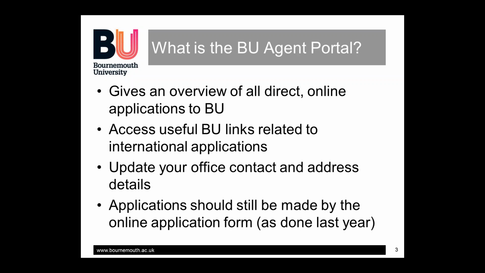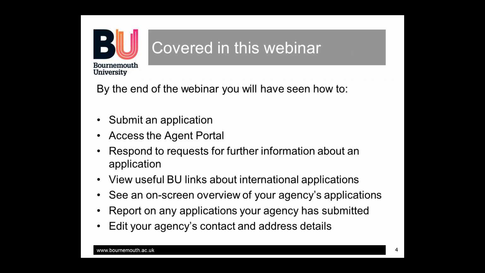This webinar will start off with a brief reminder of how to submit an application using the online application form, and then further through the webinar we'll see that application in amongst some others that I've set up in advance, and I'll demonstrate briefly how to use all of the features of the agent portal. By the end of the webinar you'll have seen how to submit an application, access the agent portal, respond to any requests for further information about an application, view useful BU links about international applicants, see an overview of all of your agency's applications, report on any applications you've submitted and export them to an Excel file, and edit your agency's contact and address details.